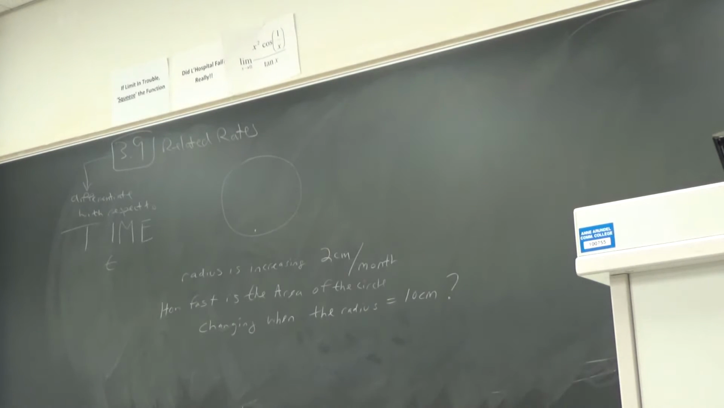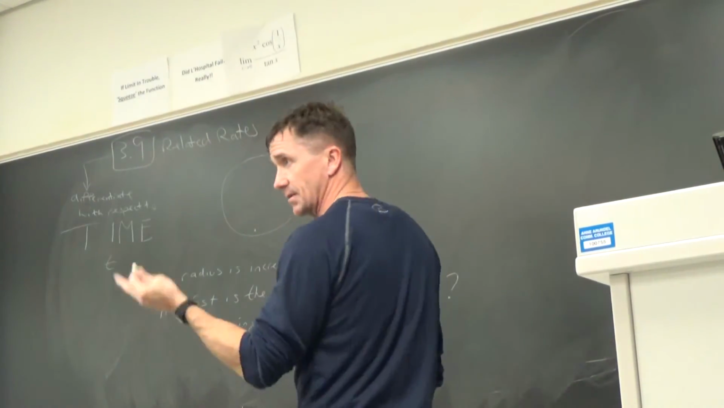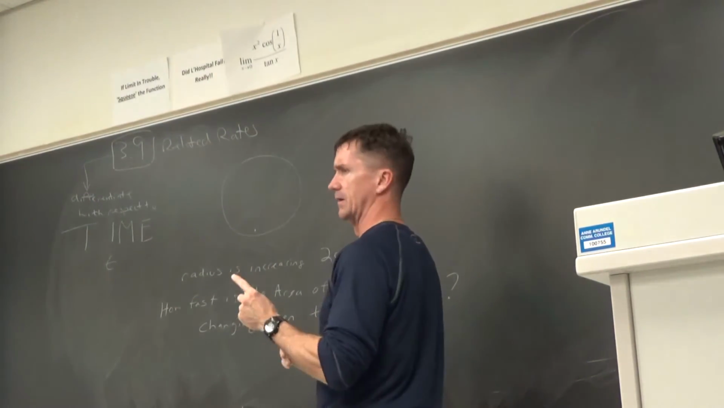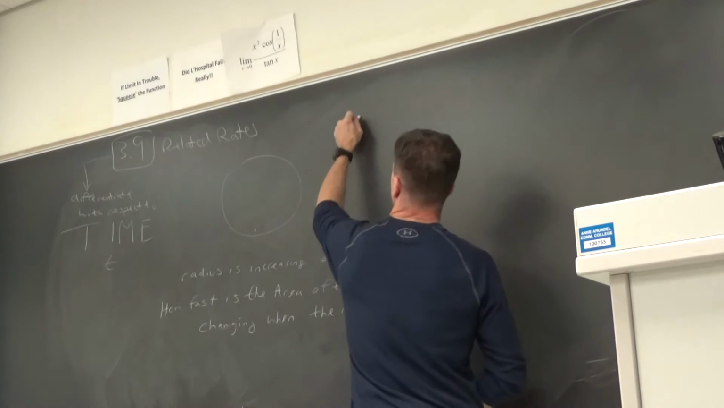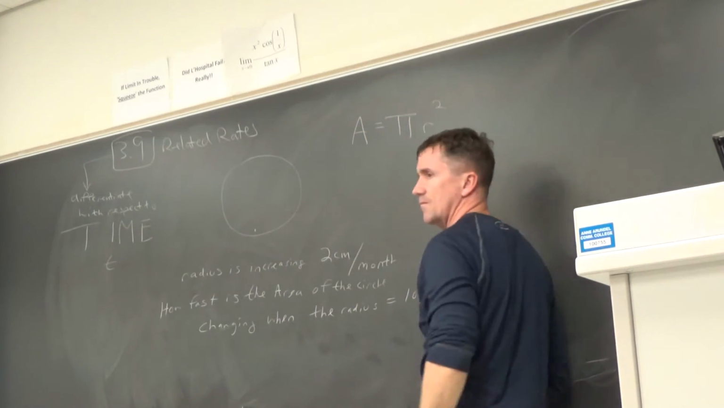Everyone know area of a circle? Pi r squared. Let's write it down. We can make a list, everyone feel free to make a list throughout today and tomorrow, every time you're like, I didn't know that. Area of a circle is pi times r squared.